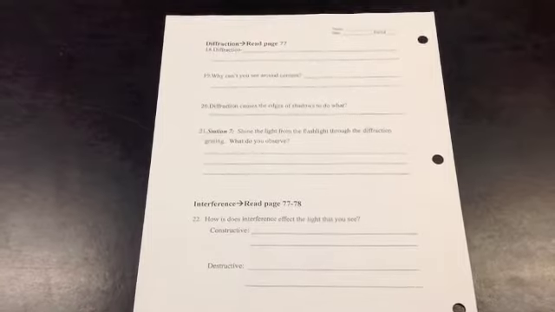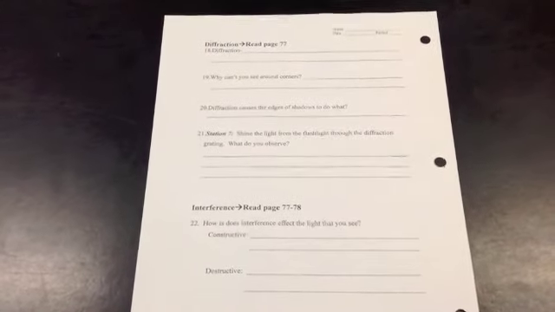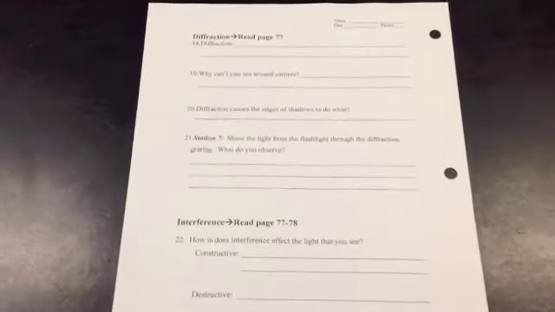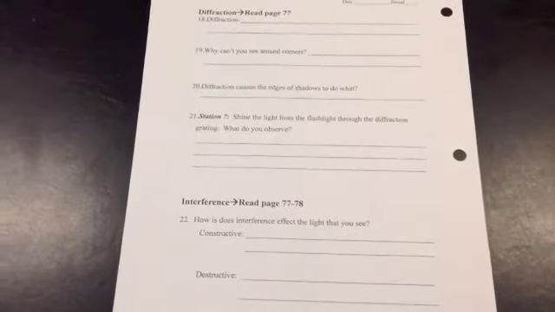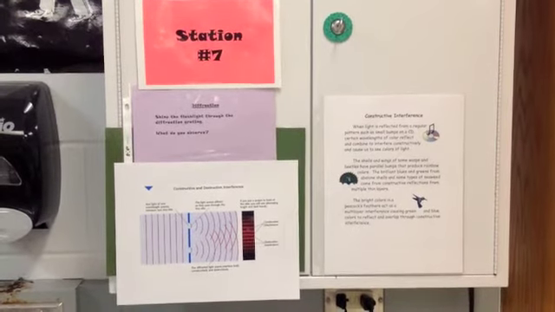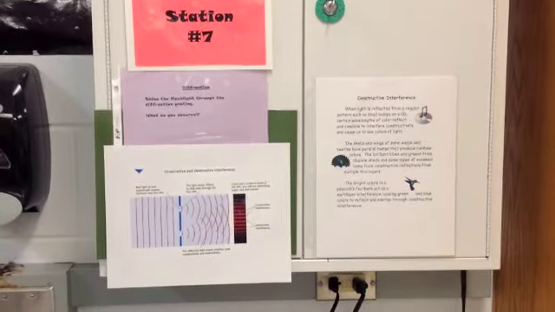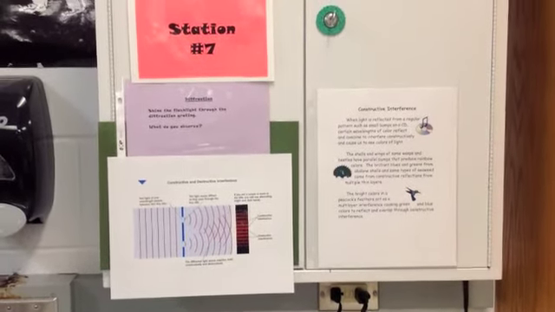The last station involves diffraction and interference. So at station number 7, you're going to be working with some diffraction grating and a flashlight. The directions for station 7 are posted on the wall, as well as several examples of constructive and destructive interference.